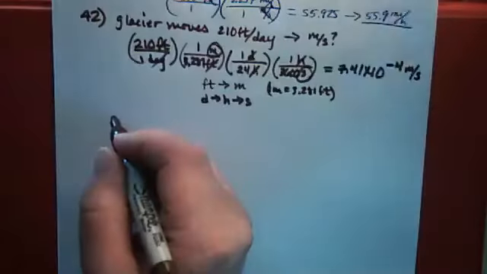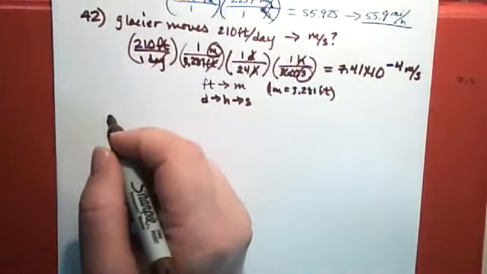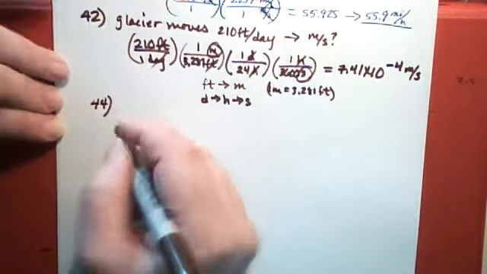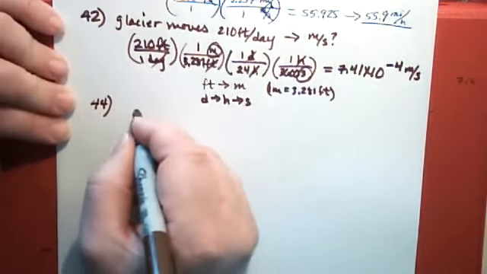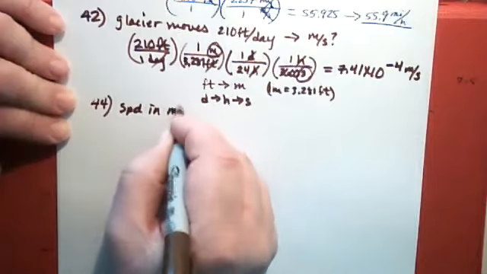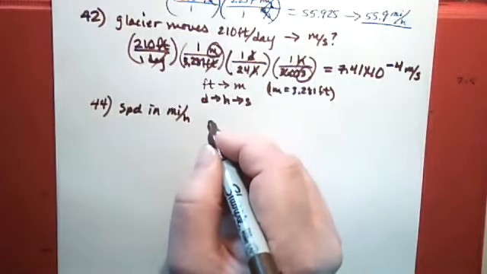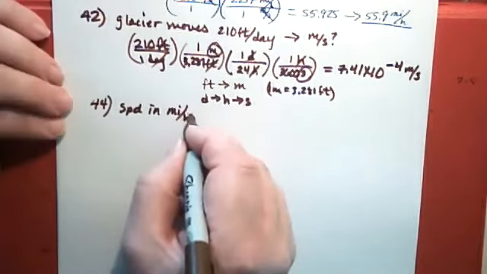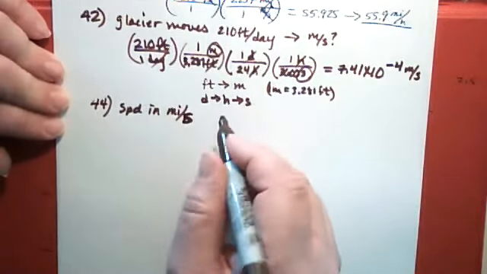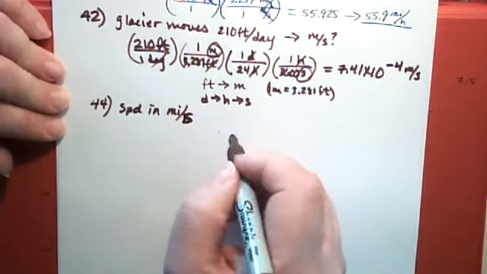All right, from 42, we can go on to 44. So what is the speed in miles, oh, sorry, miles per second of a beam of light traveling at 3 times 10 to the 8th meters per second?